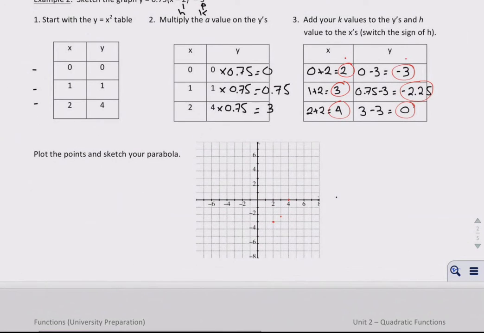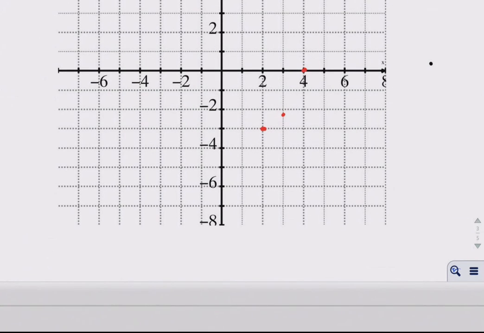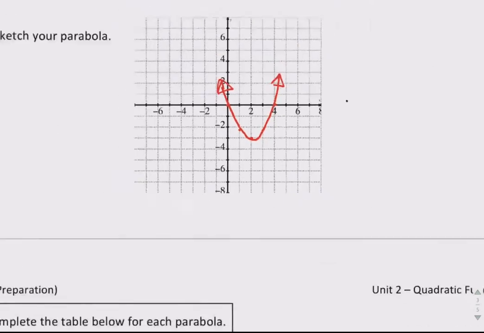Okay, so what's my parabola going to look like? Well, we probably need some more points, but we know that bottom point there, that's going to be our vertex. So everything is symmetrical around the vertex. So my parabola is going to look something like this. There you have it.